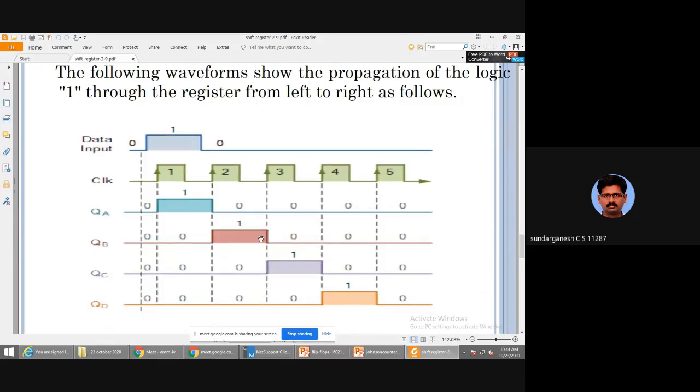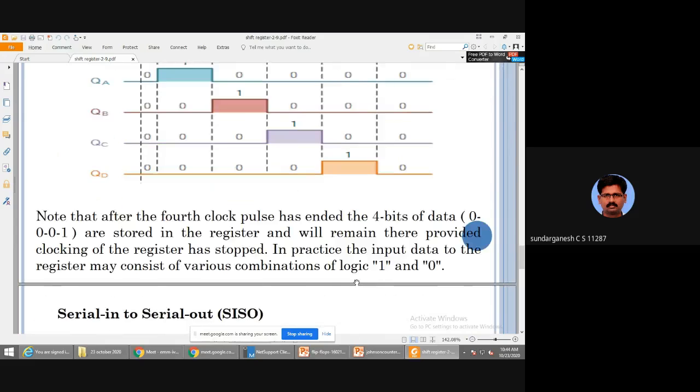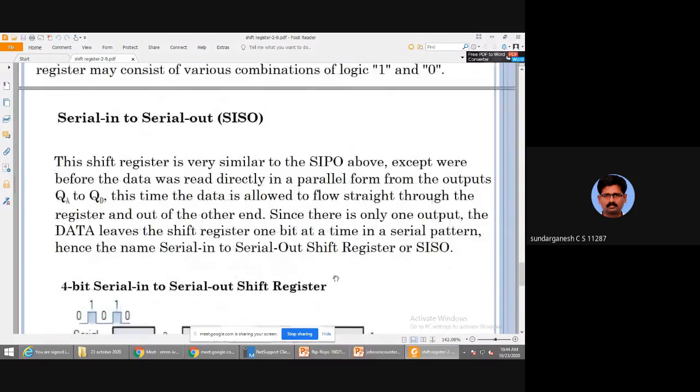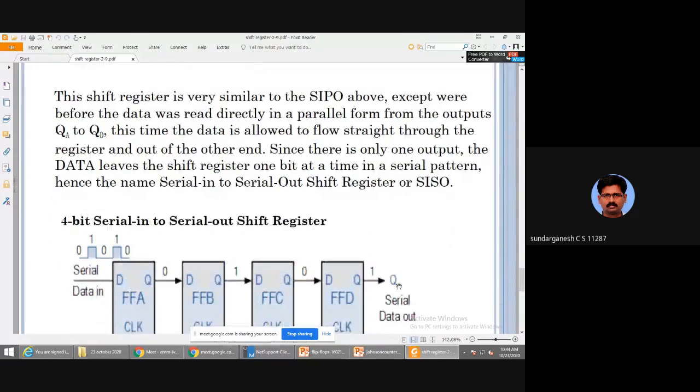So this is the timing diagram for the particular input. First D equal to 1, remaining time D equal to 0. This 1 will be moving every time to the next flip-flop for every clock pulse. Next one is serial in, serial out. Here there is no parallel output. This is very similar to the above example, except that there is no parallel output, only serial output.